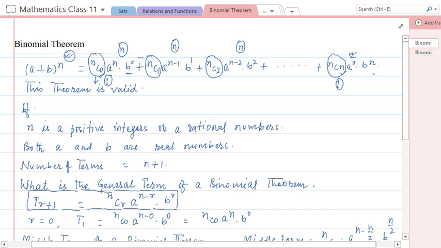When a is replaced by 1 and b is replaced by x, then the form of the binomial theorem will be (1 plus x)^n. When a is replaced by 1 and b is replaced by minus x, then here will be (1 minus x)^n, and so on. So the questions are very easy. If you have no problem understanding the concepts of general term, middle term, and coefficient, then you have no problem solving the questions related to the binomial theorem. So this is the recap of the binomial theorem.